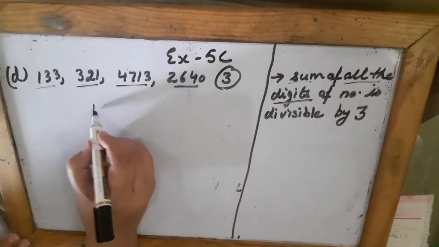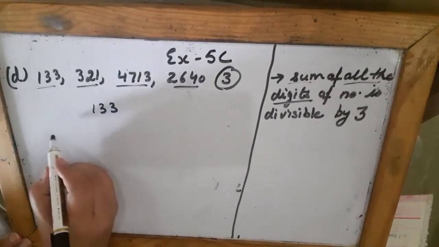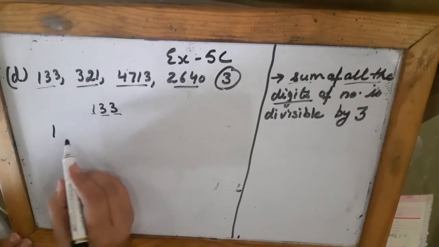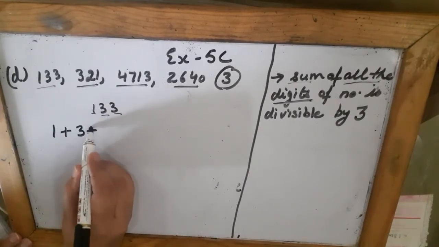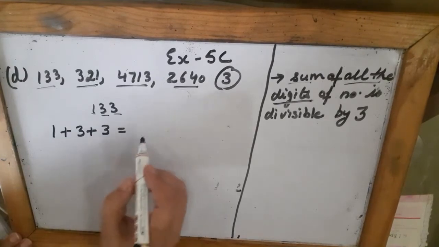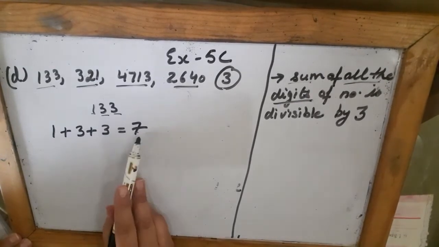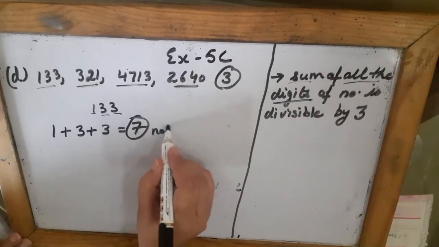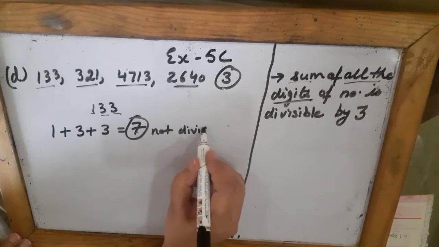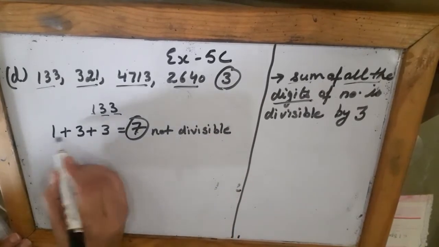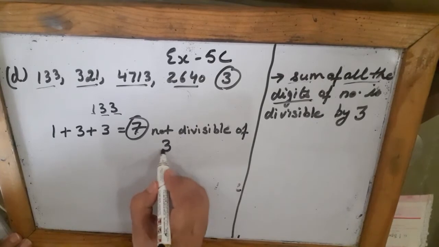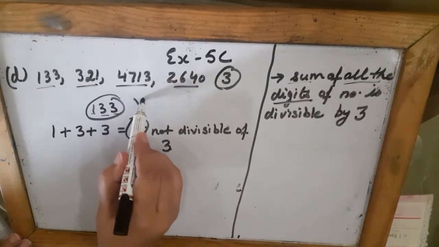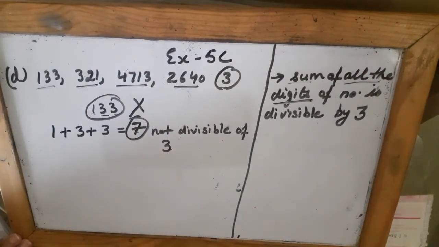Now if I take 133, what I will do is take the sum, meaning add all the digits of this number: 1 plus 3 plus 3. So what do you get? 7. The sum comes to 7. Now this 7 is not divisible by 3. This sum of all the digits is not divisible by 3, so it means this 133 is not divisible by 3.